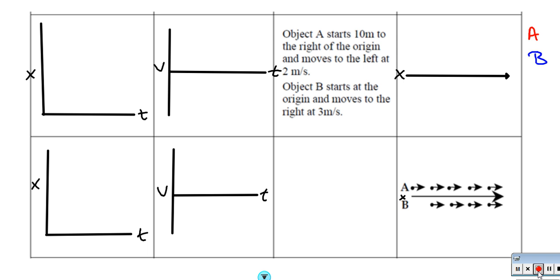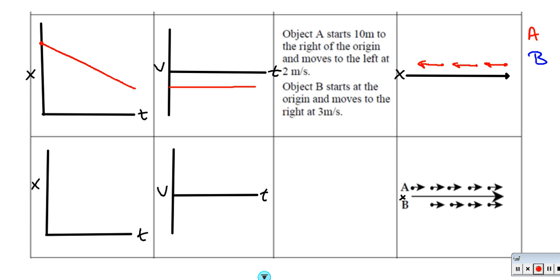So if we try to draw the position time graph for object A first, I'll do it in red. We're starting 10 meters away from the origin and moving to the left at 2 meters per second. So something like this. Its velocity time graph then will look like a line that is below the t-axis. I can do better than that. Let me do a horizontal line. And then for our motion map, we're starting to the right of the origin, and we've got some constant velocity to the left.